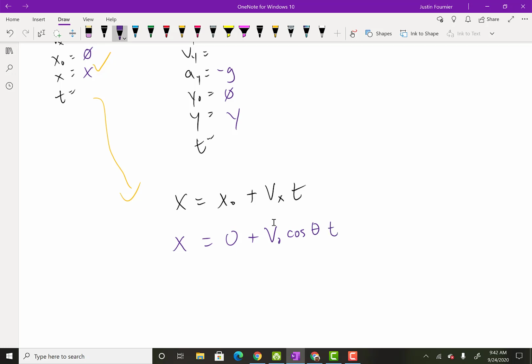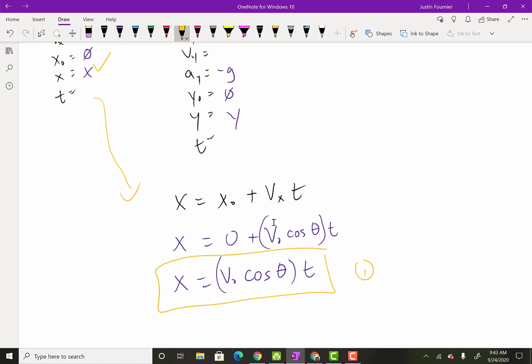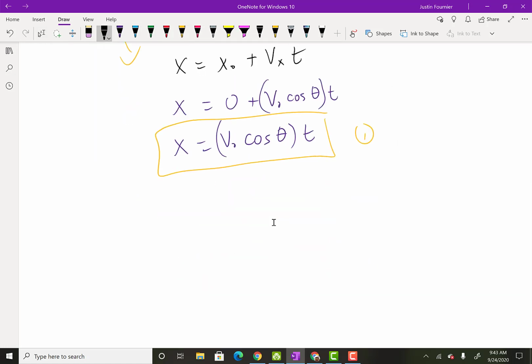And then that leaves me with this. So I've got now, let's do this a little like that. So we've got that. Okay, so there's one relationship right there. I'll call this equation 1. All right, let's see what else I can do here.